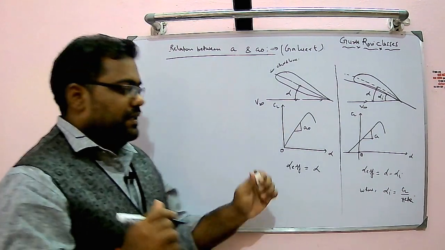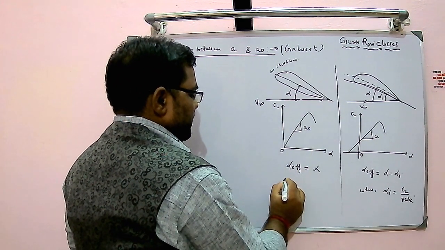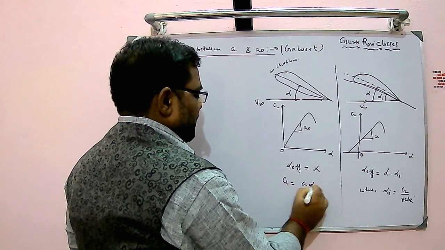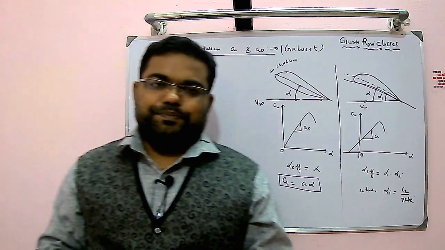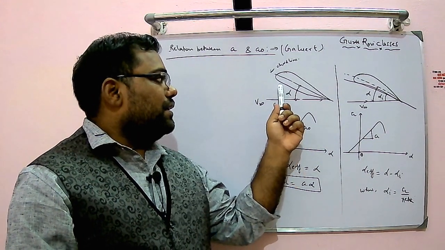So you can write CL is equal to A into alpha. A very simple equation, and you can calculate the coefficient of lift. That's the case of a symmetric airfoil.